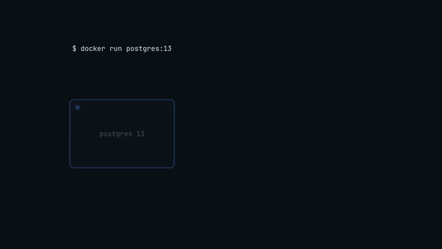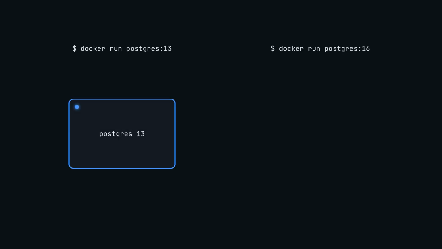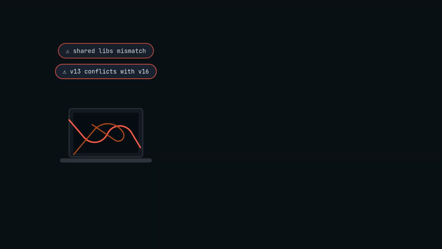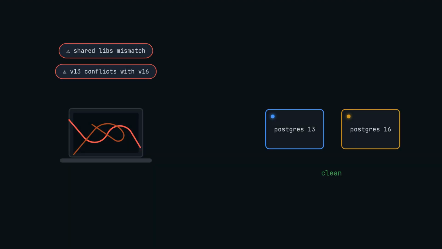Here's the proof it's isolation, not magic. Run Postgres 13 in Docker. Run Postgres 16 together. 2 databases, 2 versions, side by side. Zero conflict, because each one only sees its own little world. Try installing 2 Postgres versions directly on your laptop. That's an afternoon of pain.